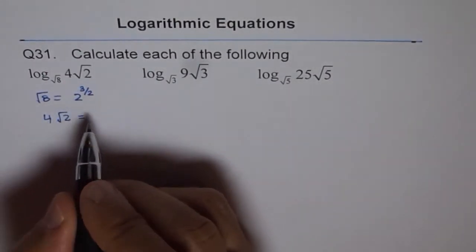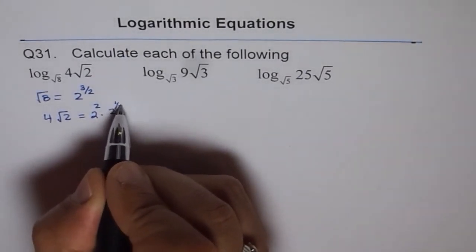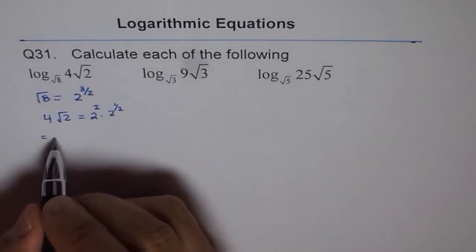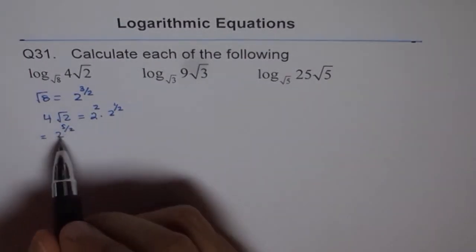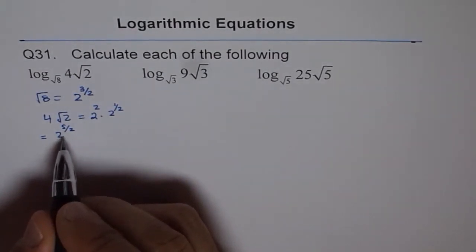So 4 is 2 square, right? 4 is 2 square and 2 is 2 to the half. So if we combine them, then we get what? We get 2 plus half, which is 2 to the power of 5 over 2. But we need 3 over 2, right? So we have 5 here. So how can we get 3 over 2?